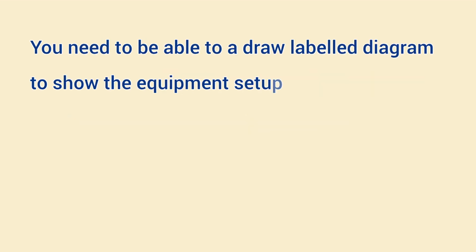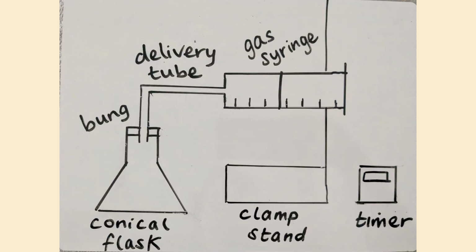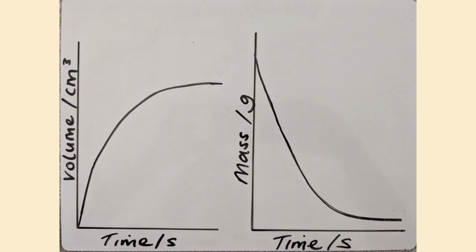You need to be able to draw a labeled diagram to show the equipment setup for gas collection. Take care to ensure that your diagram clearly shows that the conical flask is sealed with a bung and that the delivery tube goes inside the conical flask. The data gained from these experiments can then be used to plot a graph. Graphs of volume or mass versus time are shown here.